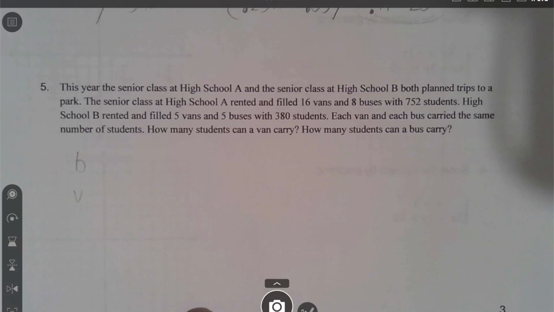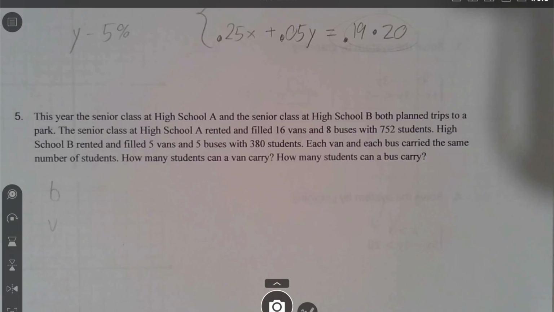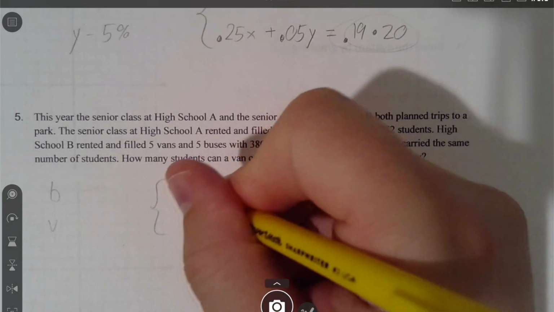Sorry, I think I read that whole thing without it maybe being visible. But B and V are the unknowns that we're looking for. And this is finally a matter of a similar description question because they said essentially the same thing twice. Blah vans, blah buses, blah students. And then blah vans, blah buses, blah students. When you say the same thing twice, that's telling you you're almost going to write the same equation twice.